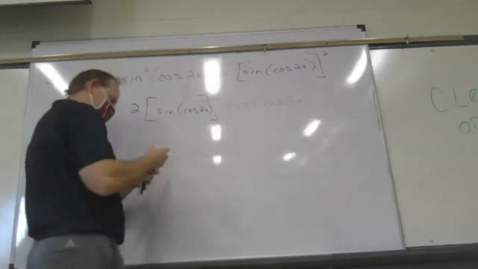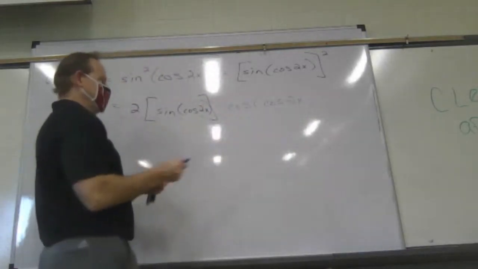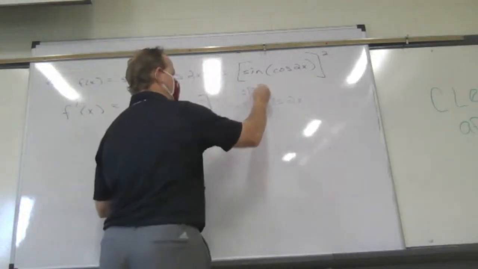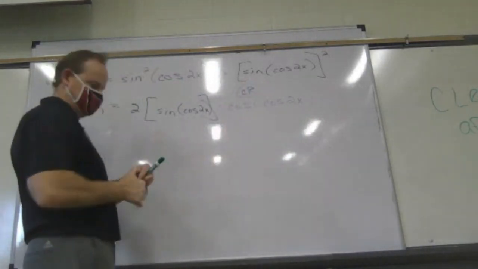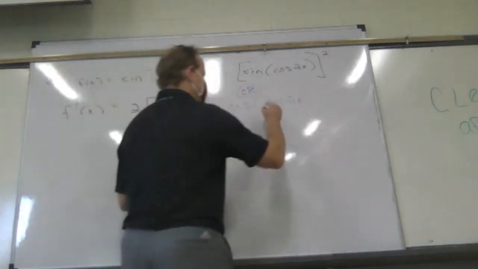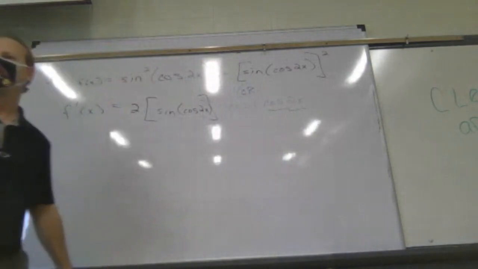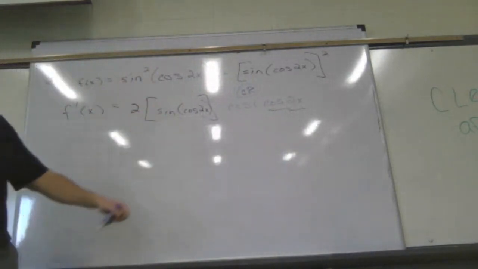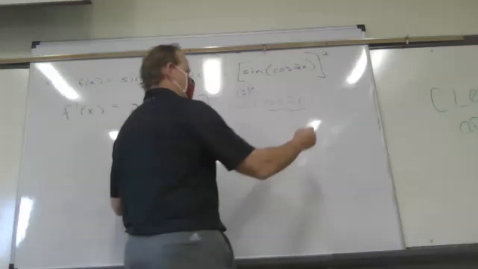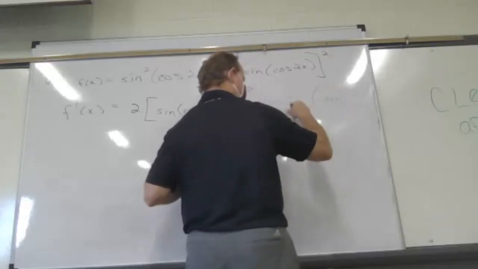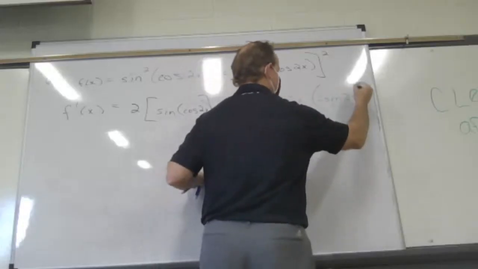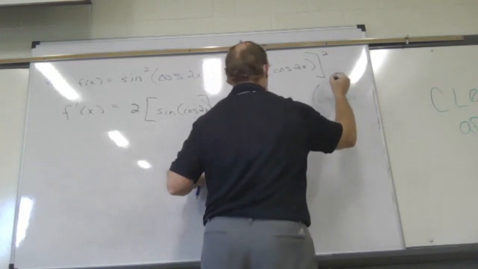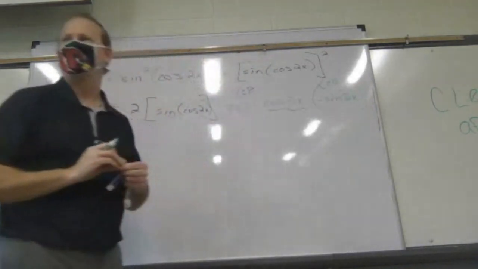But since it's not just an x in there, this is by the chain rule, that blue part. So it's cosine of cosine 2x. But then you have to take it times the derivative of what's inside, because it was sine of a function, not just sine of x. So what's the derivative of cosine 2x? Derivative of cosine is minus the sine, so times minus the sine of 2x. And of course, that's by the chain rule as well.